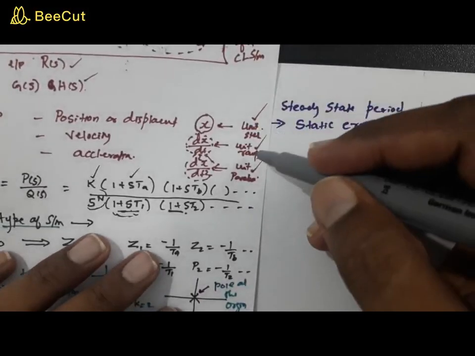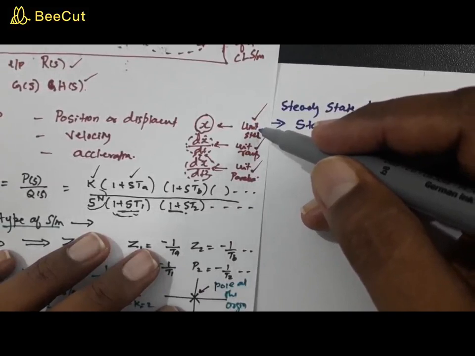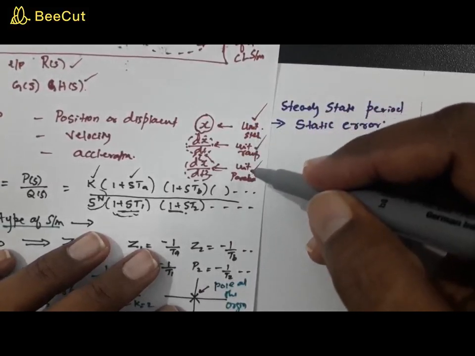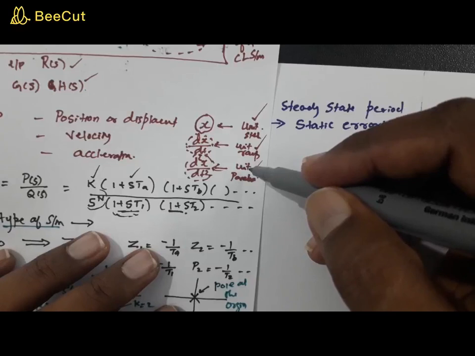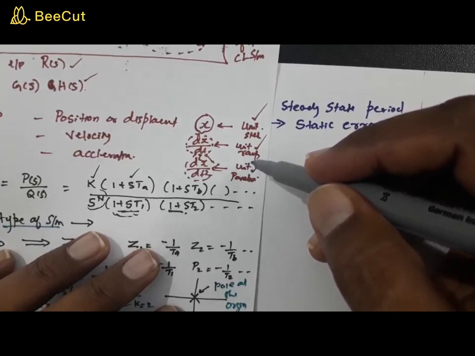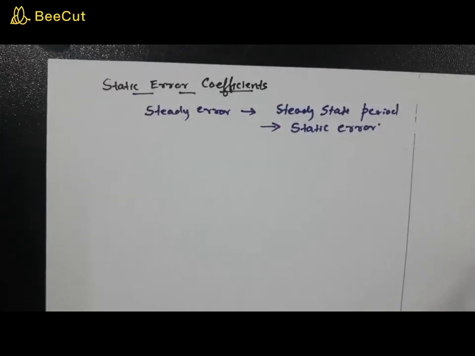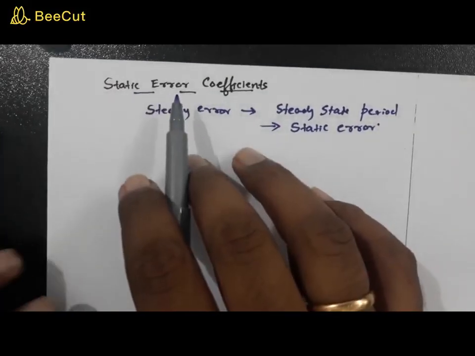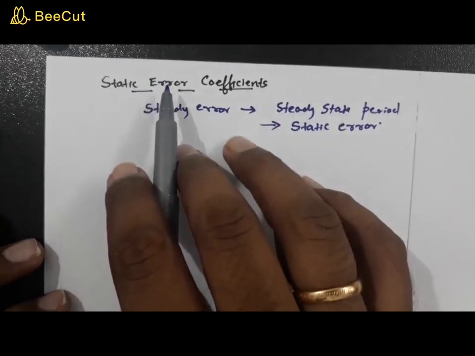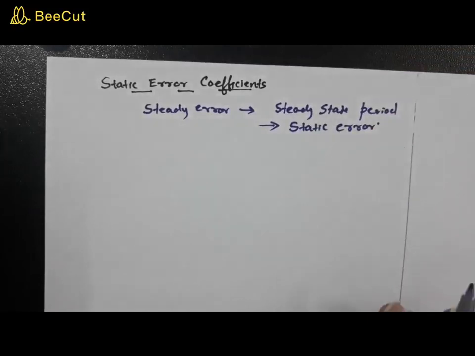Now the test input functions that we consider will be unit step, unit ramp, and unit parabola. Don't forget the other names, that is the displacement input, velocity input, and the acceleration input. For evaluating steady state error, we also define something called the static error coefficient, which is related to the input.